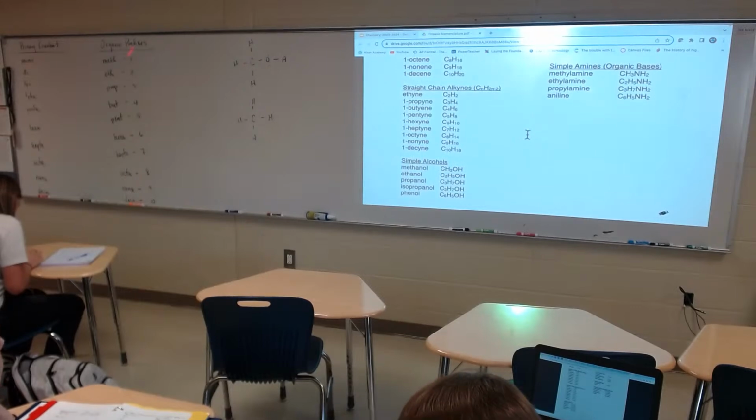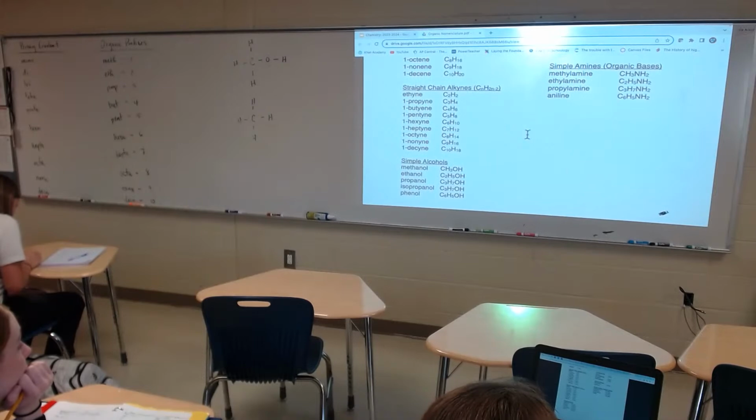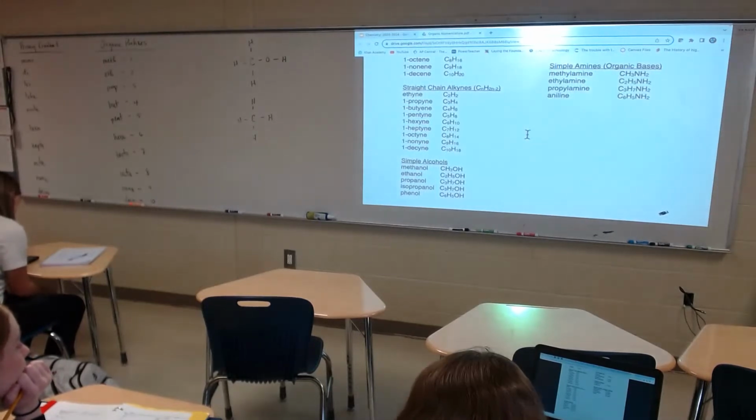Okay, so we've got to memorize prefixes, and we've got to memorize a single bond formula, double bond formula, and triple bond formula: the anes, the enes, and the ynes. The prefix tells you the number of carbons. The suffix tells you the bonding situation, which tells you how to calculate the hydrogens. Good with that?